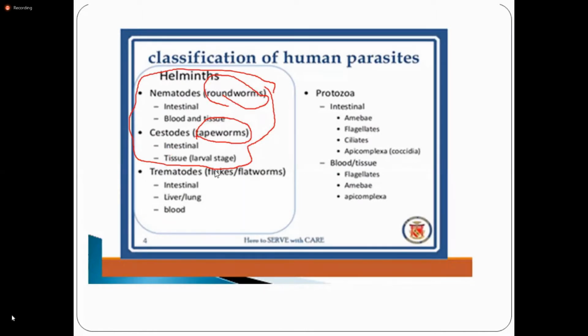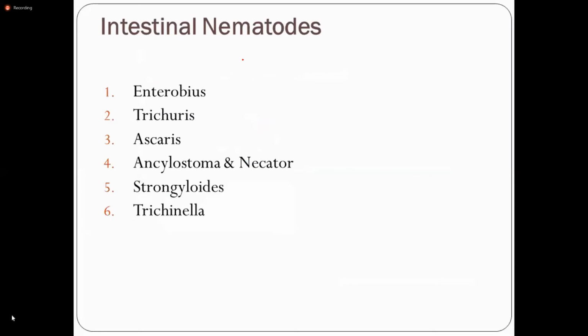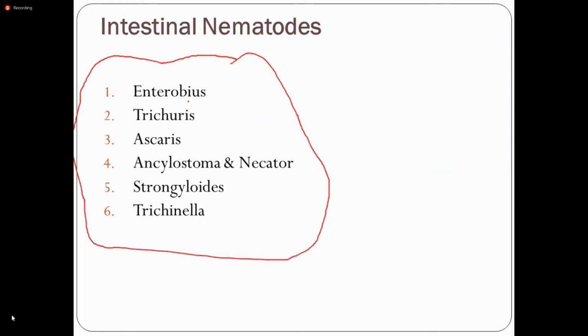Okay? The intestinal nematodes that are commonly found are these 6 groups: Enterobius, Trichuris, Ascaris, Ancylostoma and Necator, Strongyloides, and Trichinella. We will discuss these individually and their characteristics one by one.